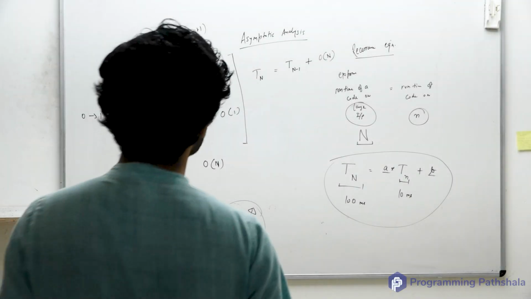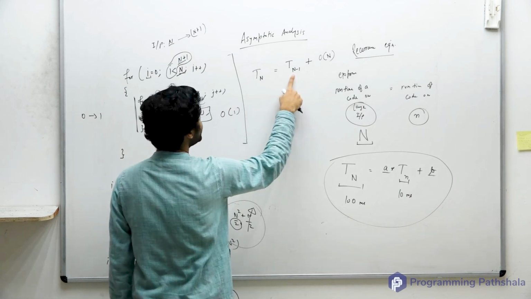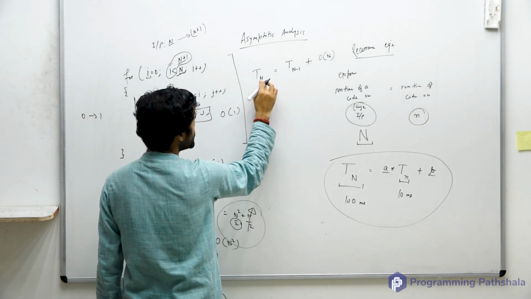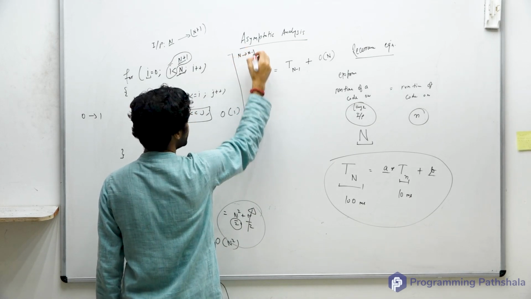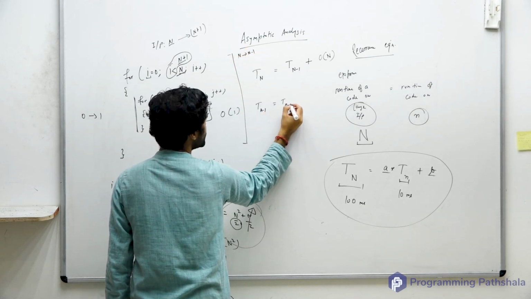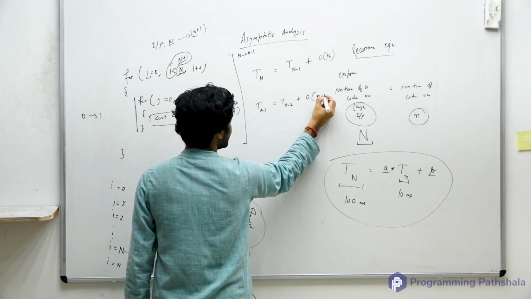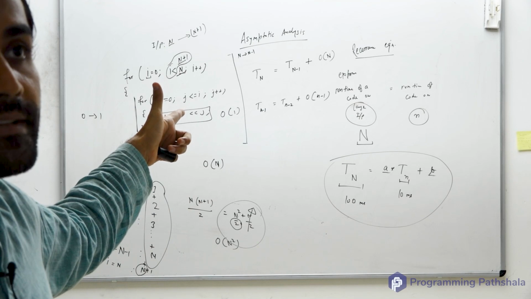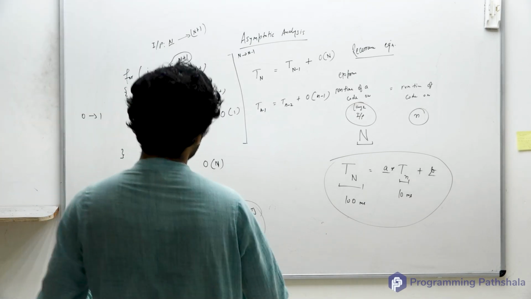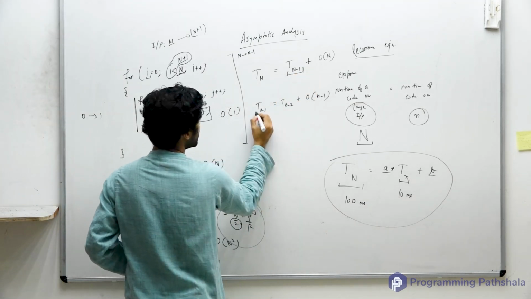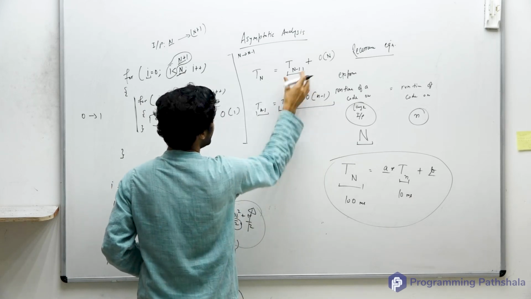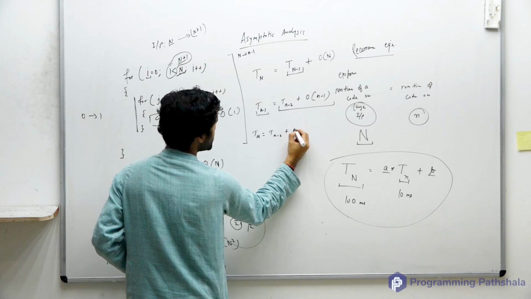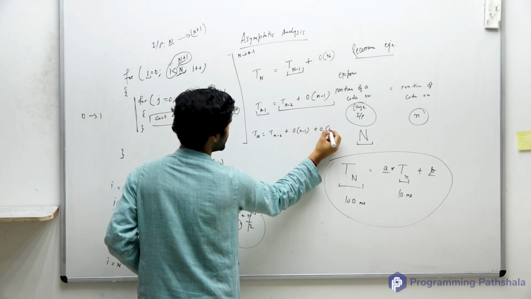It is very easy to do, because if Tn equals Tn minus 1 plus order n, can I write Tn minus 1? I am just substituting n with n minus 1. If I do that, I will get Tn minus 1 equals Tn minus 2 plus order n minus 1. I have just substituted n by n minus 1 in the previous equation, right? So in place of Tn minus 1, if you put this, you will get Tn equals Tn minus 2 plus order n minus 1 plus order n.